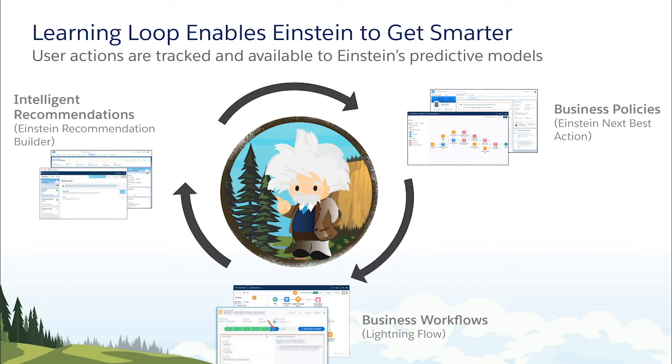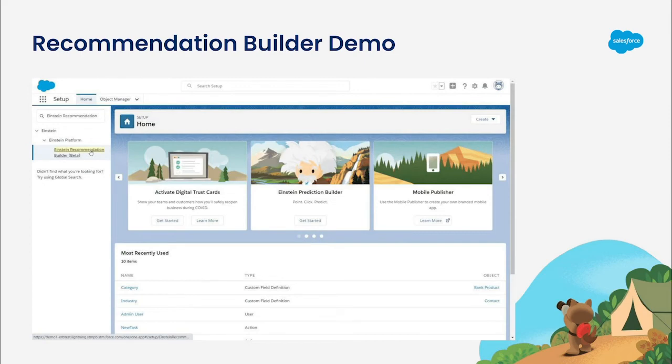Recommendations are then accessed within Einstein Next Best Action, a decision engine that combines business policies with AI to deliver actionable recommendations. Users can then take action on this recommendation by executing a Lightning flow. For example, accepting a loan offer can automatically trigger a loan application workflow. The outcome of the business workflow feeds back into the AI engine, which allows it to get smarter over time. To conclude, let me play a demo of Einstein Recommendation Builder.